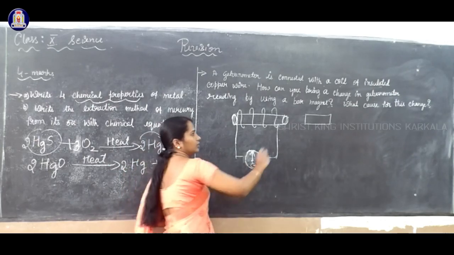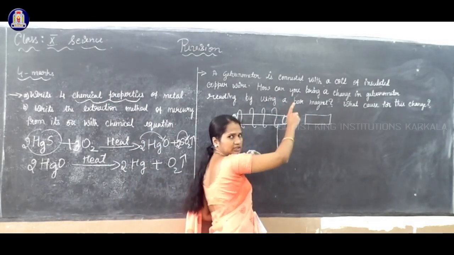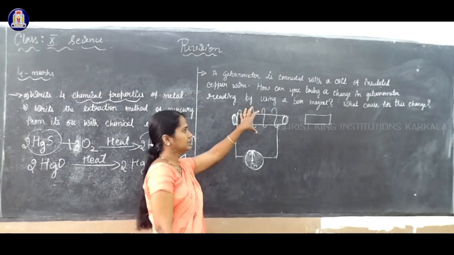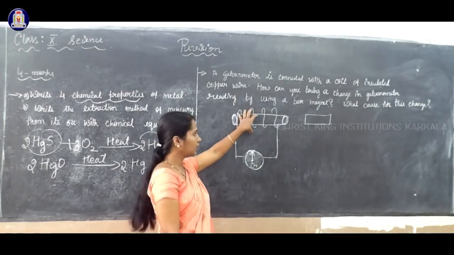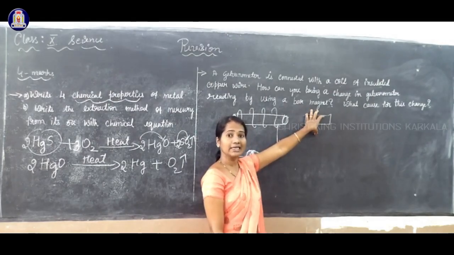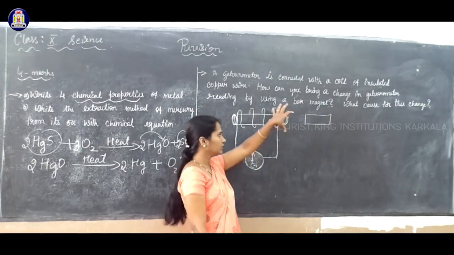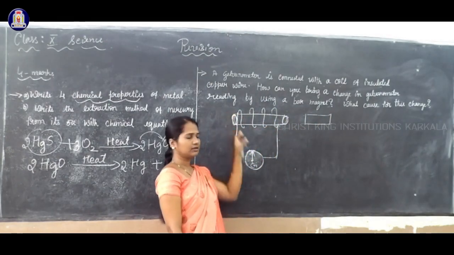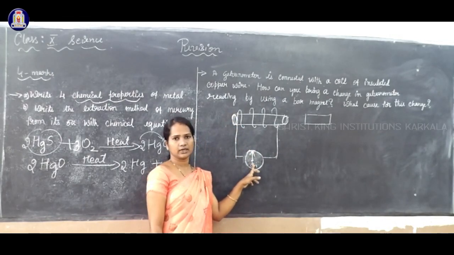When the magnet is kept stationary and the coil is moved, when the coil is pushed inside the magnet, again there is deflection in the needle. When the coil is pulled out of the magnet, there is deflection in the opposite direction.